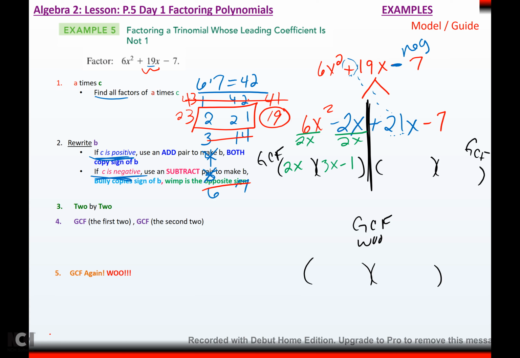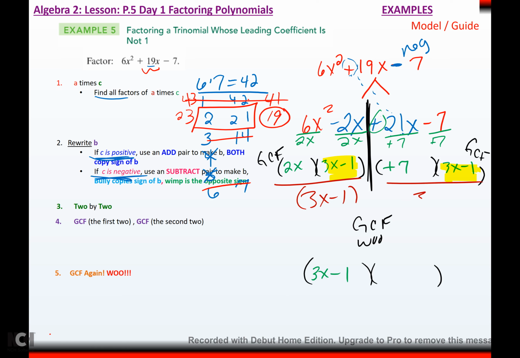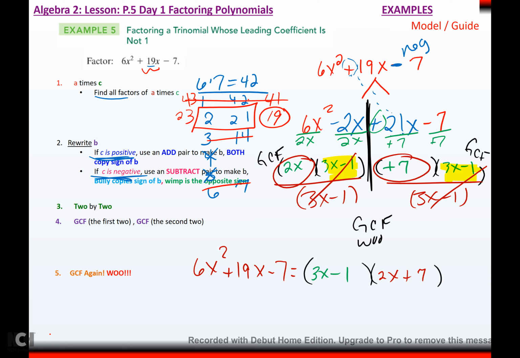On this side, the biggest number that goes into both of them is a 7. They don't have x's in common. Take the positive, so my GCF is positive 7, which leaves me 3x minus 1. Look for your common binomial, which is 3x minus 1. If I divide by 3x minus 1 on both sides, cancel, cancel, I'm left with 2x plus 7. 6x squared plus 19x minus 7 equals 3x minus 1 times 2x plus 7. And if you're not sure, check it. FOIL it back out.